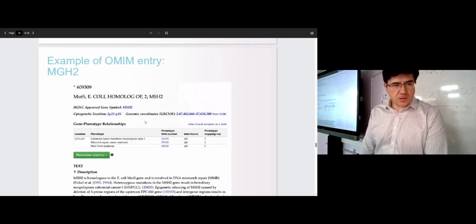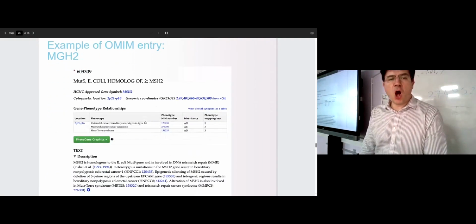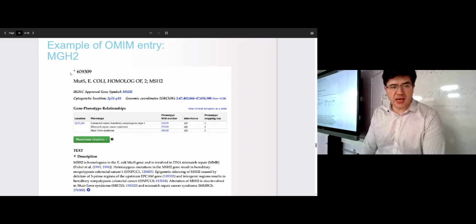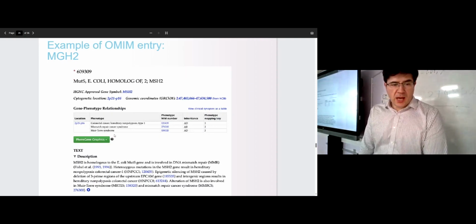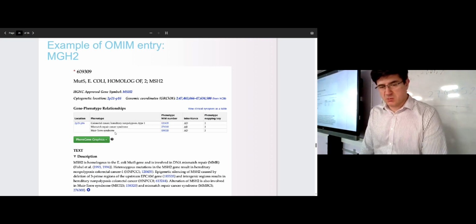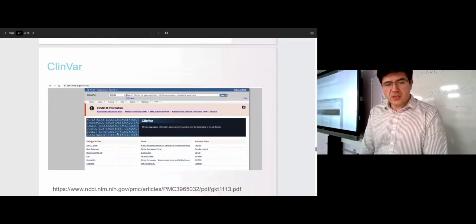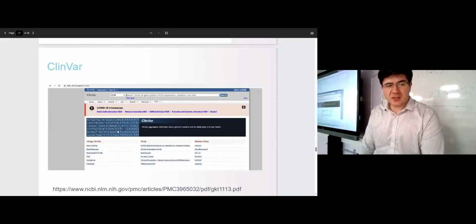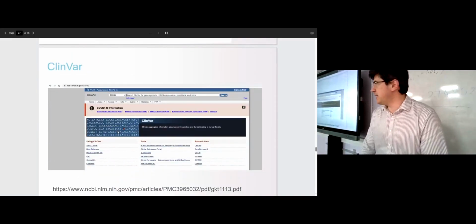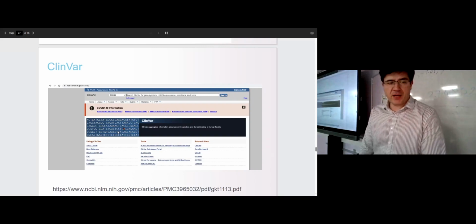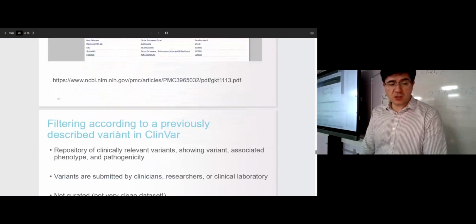So here, I'm just giving you an example of an OMIM entry for gene MSH2. And it has found that if you have this gene mutated, you can have colorectal cancer or all of these other syndromes. There's another database which we might look at called ClinVar, which again tells us and helps us identify whether a specific variant has been identified before as being pathogenic or not.